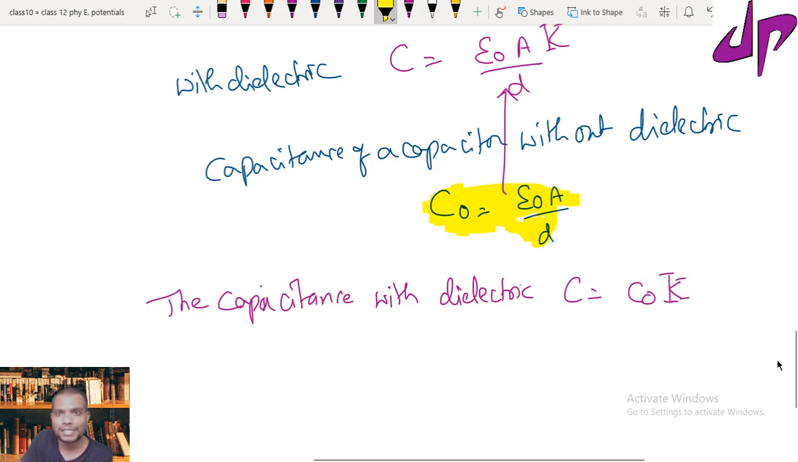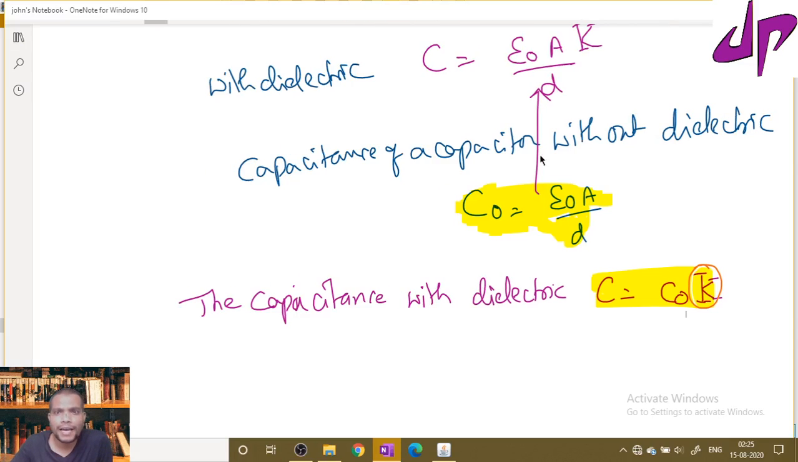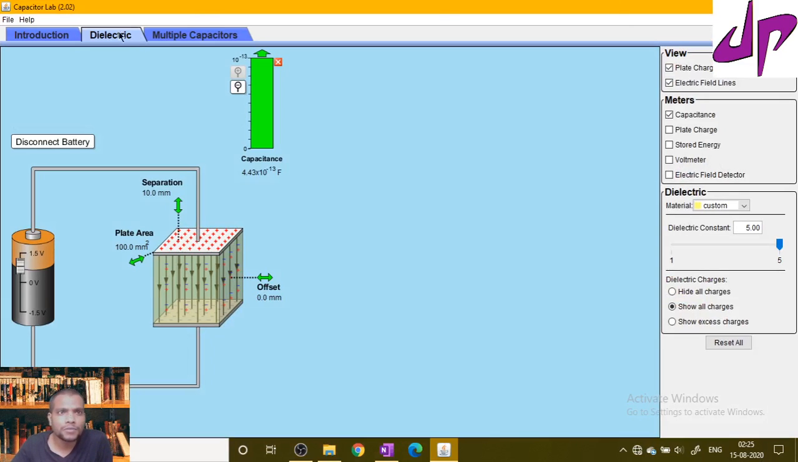So this expression tells us that if you keep a dielectric inside a capacitor, the capacitance of the capacitor increases. How much does it increase? It increases kappa times, where kappa is nothing but the dielectric constant. One more important point: to increase the capacitance of a capacitor, we need to choose a material with a higher dielectric constant.